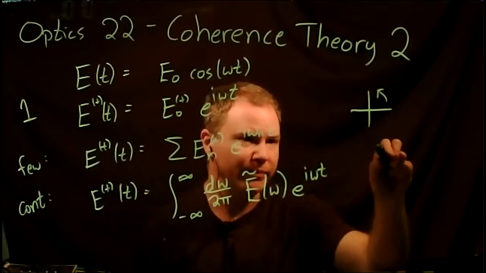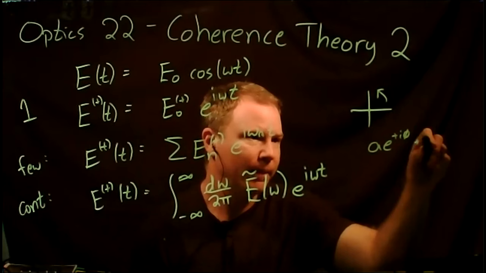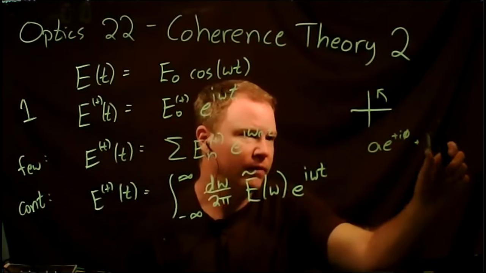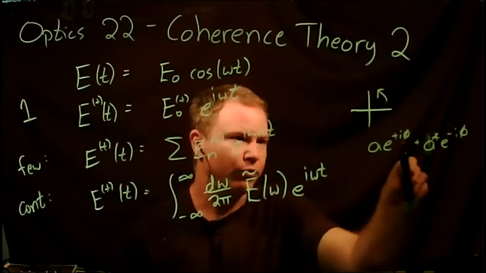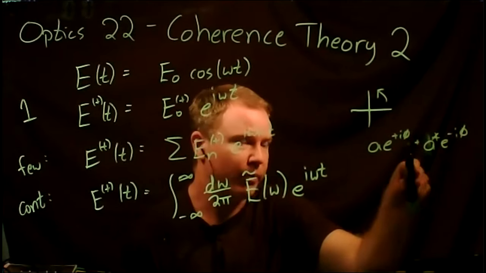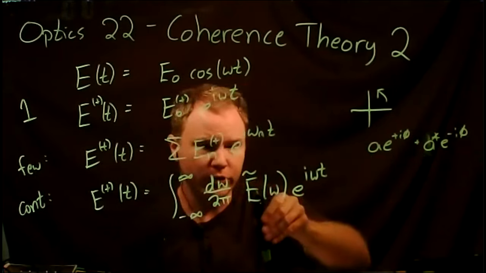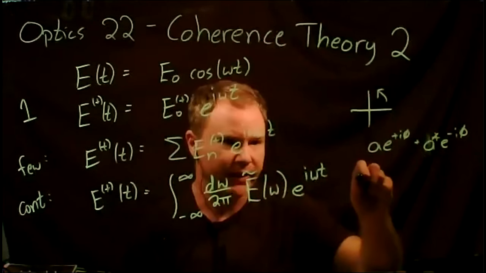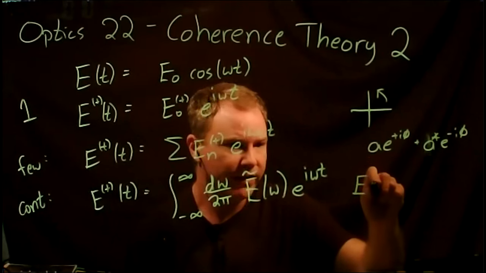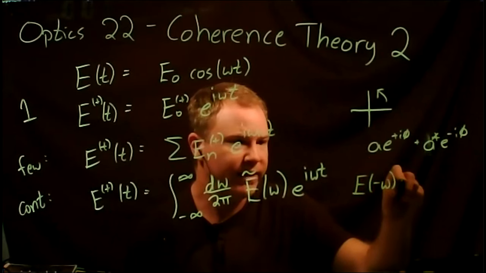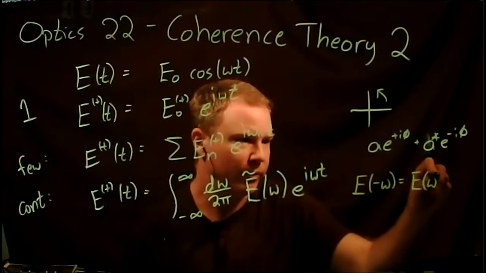So if I have some a e to the plus i phi and plus a star e to the minus i phi, I could rewrite this. If I write a in terms of the real and imaginary parts, I could rewrite this in terms of real sines and real cosines. And so there's one constraint on this spectrum, which is that the negative frequencies, E of minus omega, have to be the complex conjugates of the positive frequencies, E of omega.